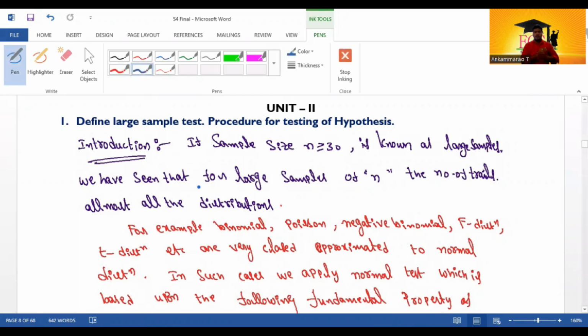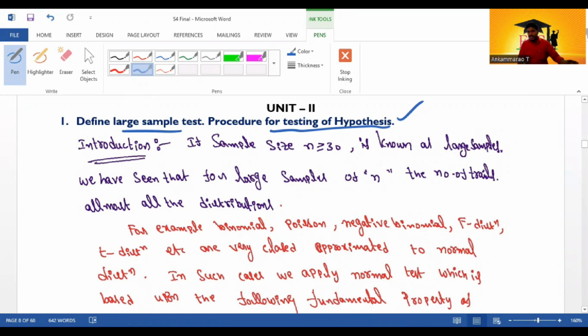Question number 1 is: define large sample test procedure for testing of hypothesis. The third unit, fourth unit, and second unit totally depend on the concept of the procedure for testing of hypothesis. First, we need to discuss the large samples. What are large samples? When you draw the sample observations and the sample size is greater than or equal to 30, it is called a large sample.